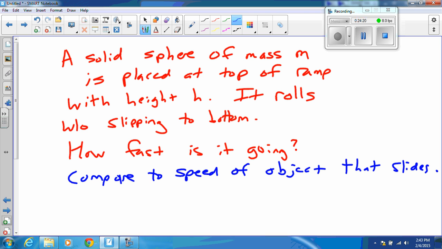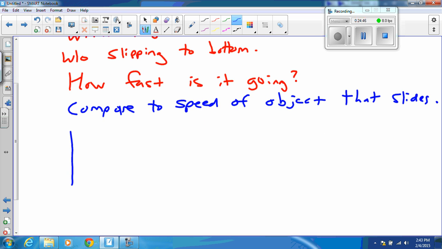Now we want to be clear about something. In the rolling without slipping case, there is definitely friction involved. And how do we know this? Because it's not slipping, that's right. And what type of friction is it? Static friction, exactly. Because the point of contact, right where that sphere meets the ramp, is going to be not in motion. Okay. So here we go.